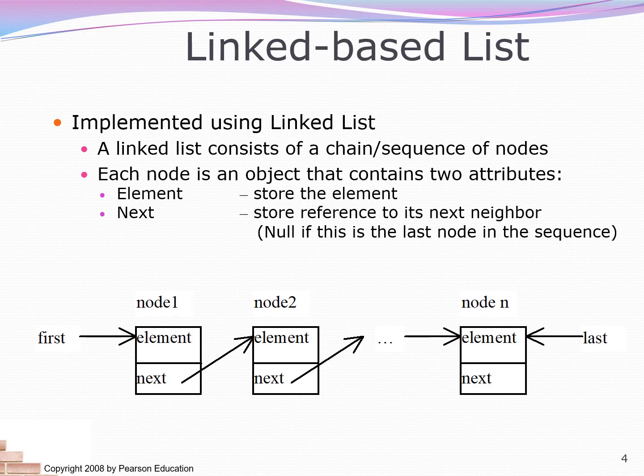Let's say this is the last node in the sequence. So this next will point to null. Normally if you use a linked list, there is an additional reference that you use, which will point to the front and point to the back, so that you can move from front to the back.